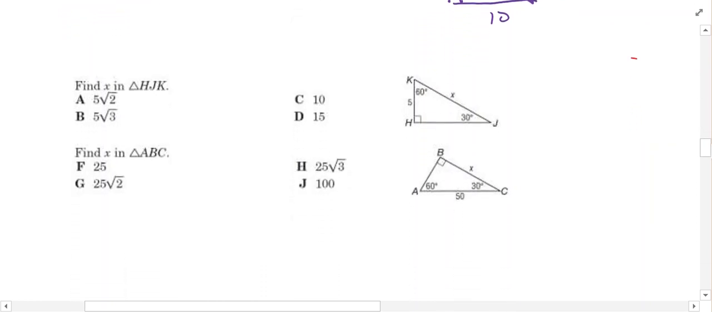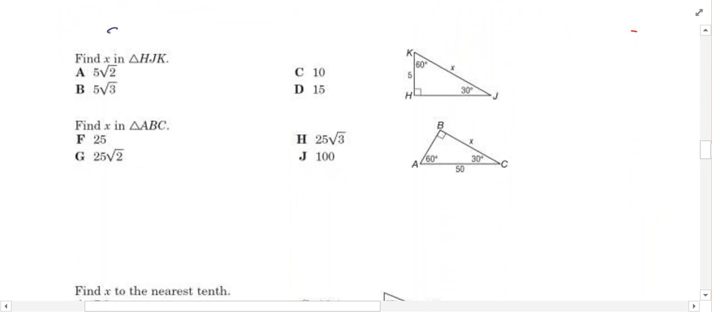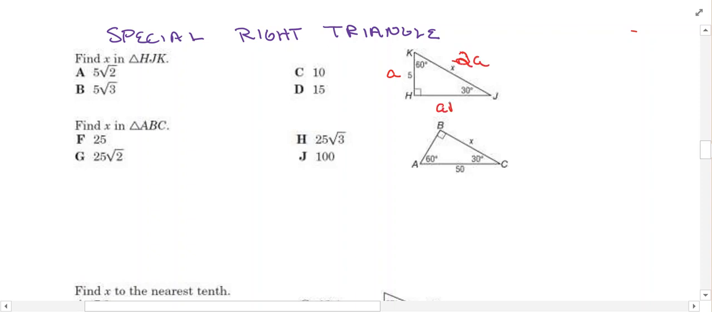The next two types of problems would be ones that you have to use a special right triangle on. I know you have the knowledge to be able to use trig on it now, but I will ask you on the test to use a special right triangle to solve it. So we have a 60, 30, 90. This side would be A, the hypotenuse would be 2A, and the longest side would be A rad 3. Since A is 5, 2A would be 2 times 5, which makes our missing side 10.